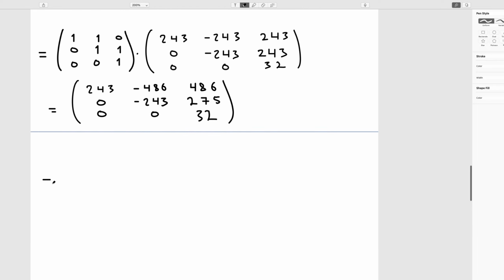Okay, so let's write out our solution. So A to the 5 is the matrix that we just wrote a moment ago.